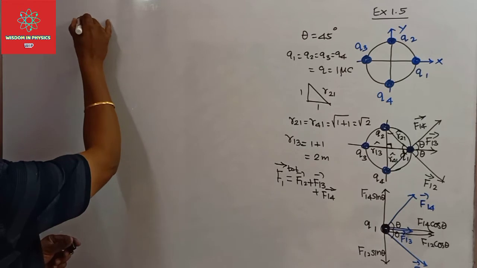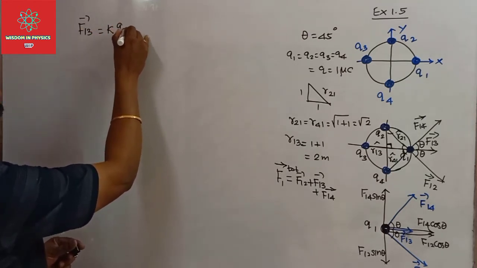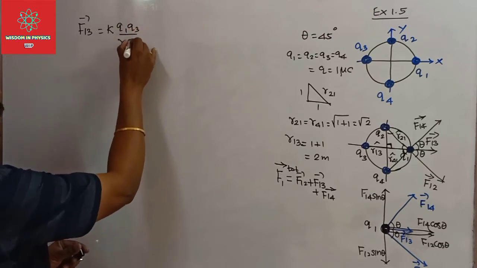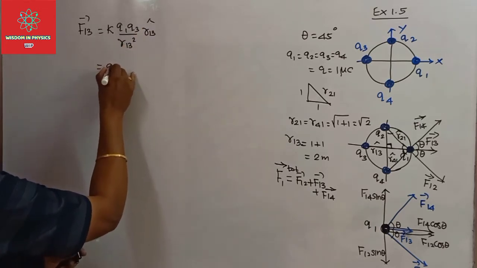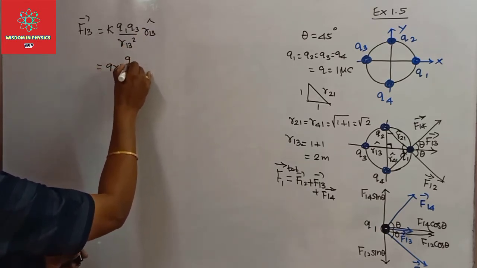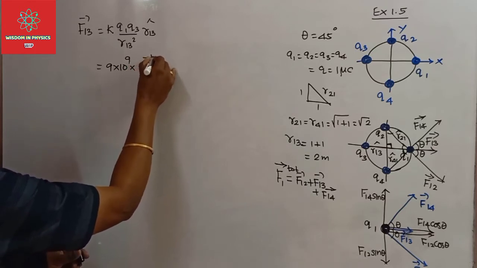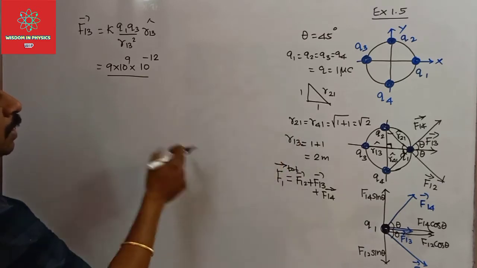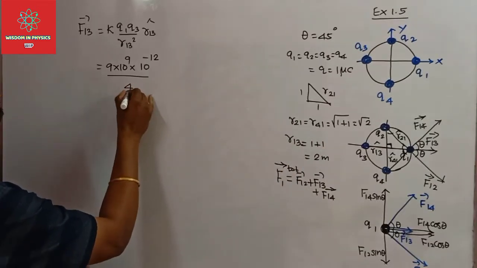F13 vector equals constant into Q1 Q3 divided by R13 square, R13 cap. This is what we have to find out. So 9 into 10 to the power of 9 into 10 to the power of minus 6 into 10 to the power of minus 6, which is 10 to the power of minus 12, divided by the distance. What is R31? It is 2, whatever, 1 plus 1, 2. So 2 square is 4.